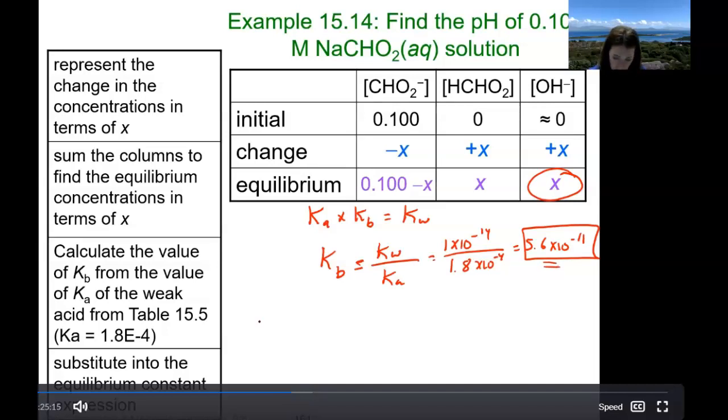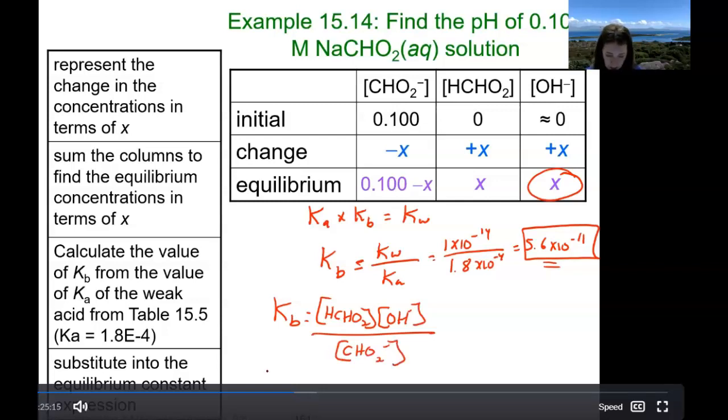So now if we write our expression, Kb equals OH minus over our base, right? And so when we do that, we have 5.6 times 10 to the negative 11th equals X squared over 0.1.